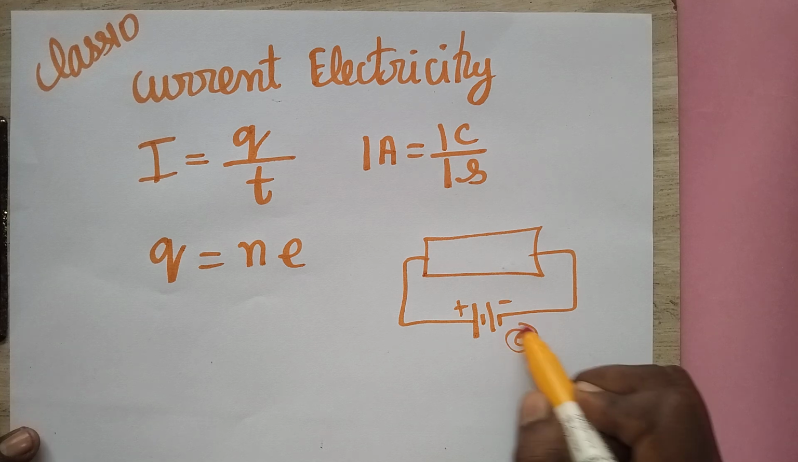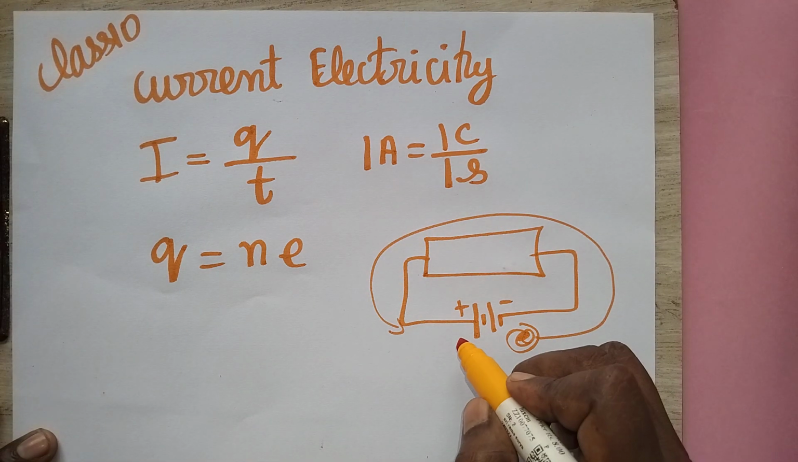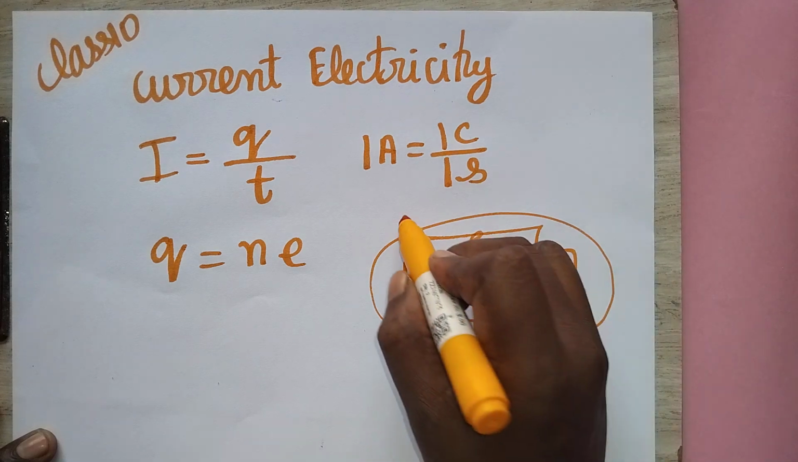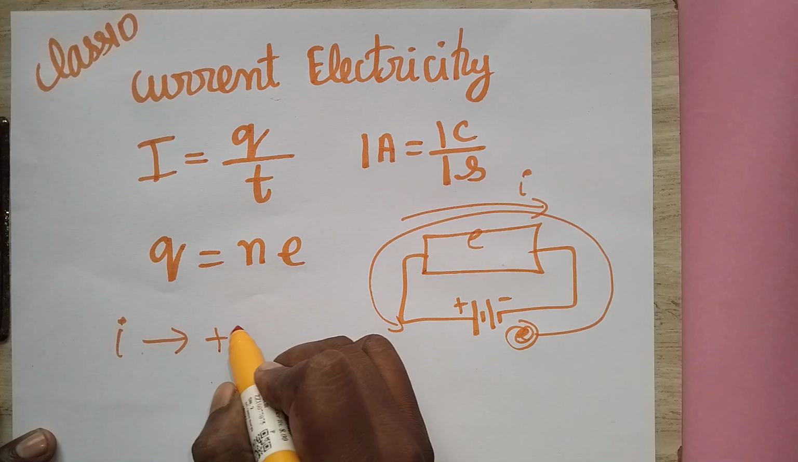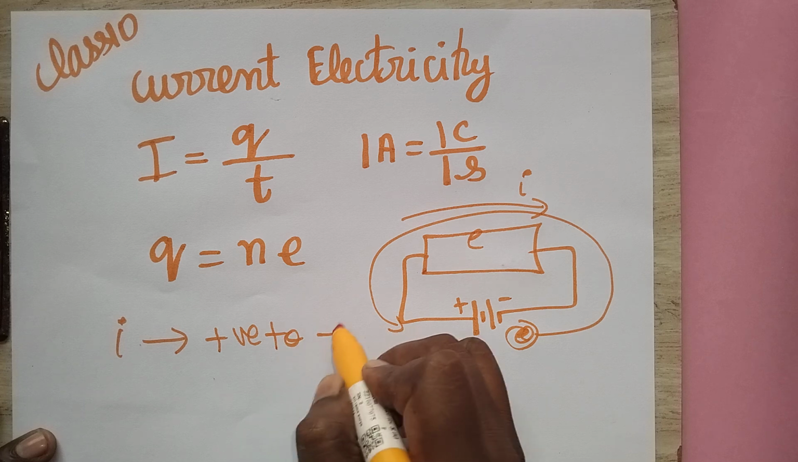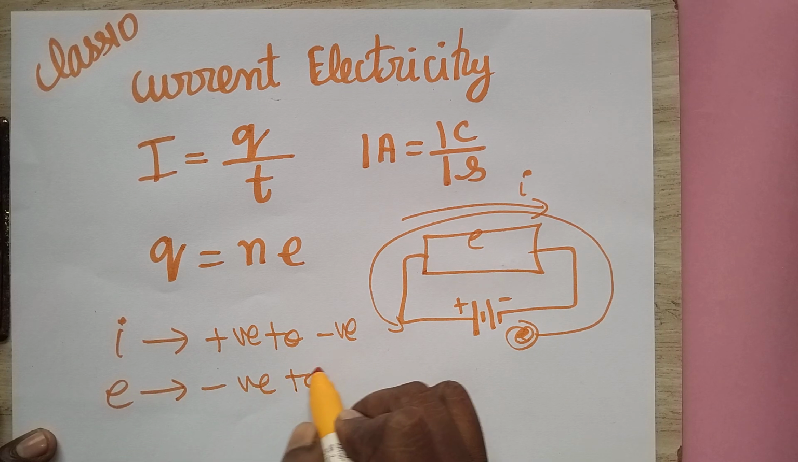So electrons will travel from the negative terminal to the positive terminal. Current will travel from positive to negative. So the current direction is positive to negative, and the electron direction is negative to positive.